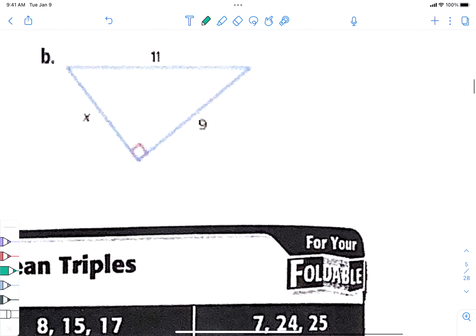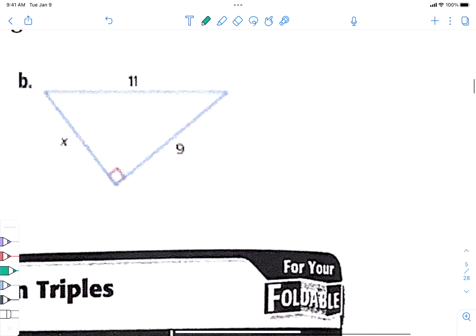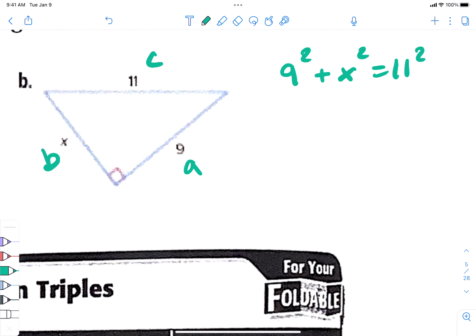B. We are not solving for the hypotenuse on B. Which are we solving for? For a leg. Do you want to call that A or B? B? So this is A and this is C? Sure. 9 squared plus x squared equals 11 squared. Do as much as you can in your head. 81 plus x squared equals, what's 11 squared? 121. Subtract the 81 over.